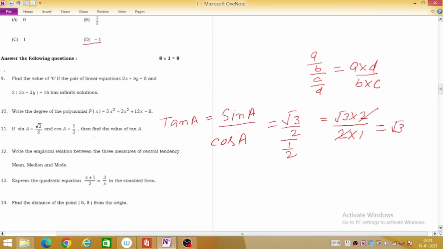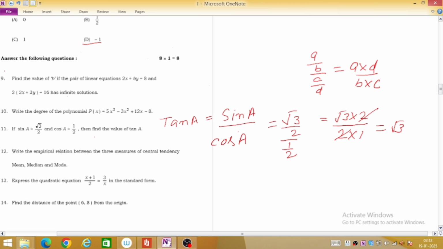How can we solve it? Question 11: sin A equals root 3 by 2 and cos A equals 1 by 2. Then find the value of tan A. The tan A formula is sin A by cos A. Sin A value is root 3 by 2 and cos A value is 1 by 2. Then root 3 by 2 divided by 1 by 2, the 2s cancel, then the answer is root 3. Question number 12.